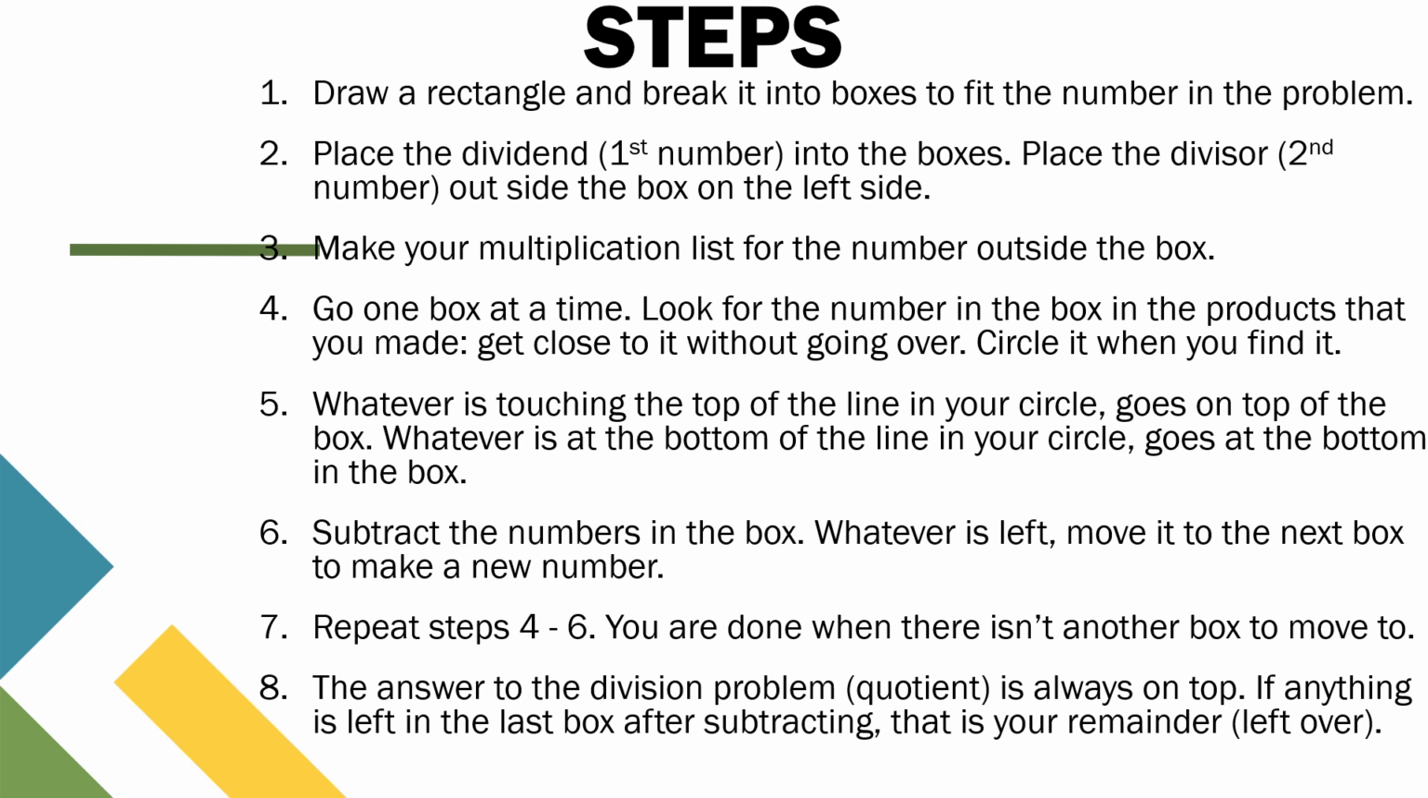Whatever is left over after you subtract, move it to the next box to make a two-digit number, and that is the new number that you're looking for. And you'll do steps 4 through 6 all over again. Once you make it to your last box, whatever is left over, that would be considered your remainder. And your answer or your quotient to the problem is always at the top of the box. But don't forget to show your remainder with the letter R and then whatever your leftover was after you subtracted. So let's see what that looks like.